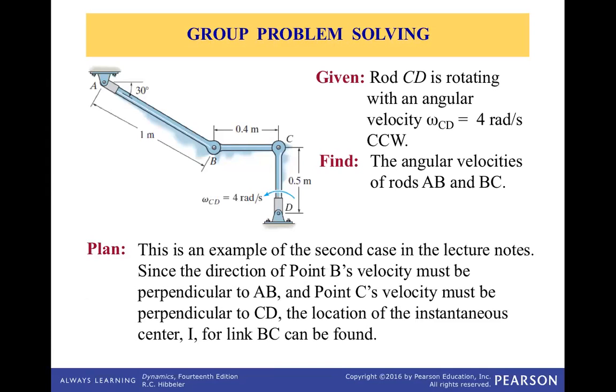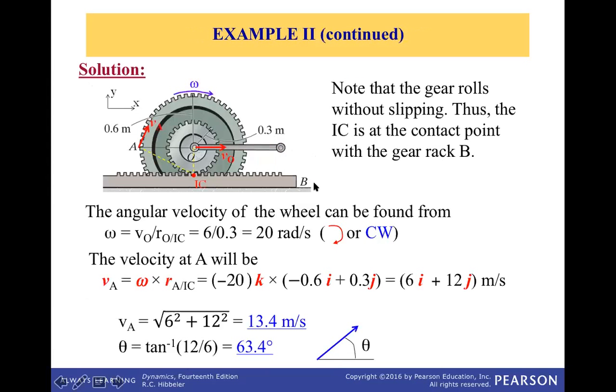So this one says, given that CD is rotating with an angular velocity of 4 radians per second... Let me ask if you guys have any questions on the second example here before we actually talk about the group problem solving.